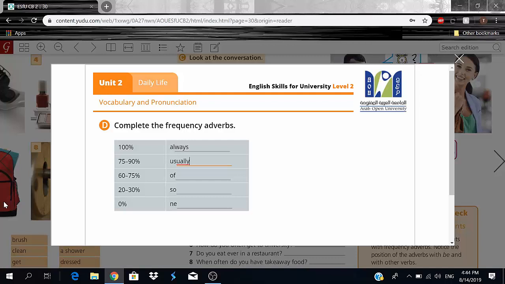Now let's go even lower. Now we're in the 60 to 75% range. We use a word called often or often, whatever you want to pronounce it. Both are correct. So using the word often, when I'm in that range of 60 to 75%.